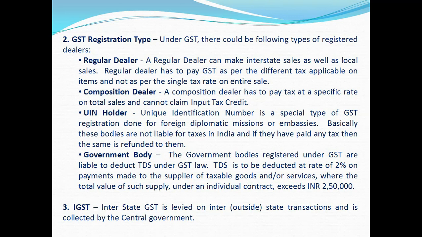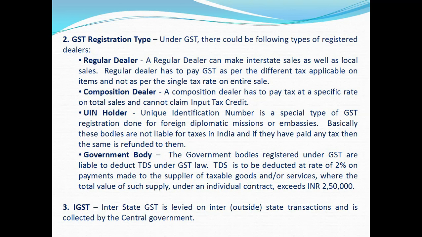Next is UIN holder. Unique Identification Number is a special type of GST registration done for foreign diplomatic missions or embassies. Basically, these bodies are not liable for taxes in India, and if they have paid any tax, then the same is refunded to them.